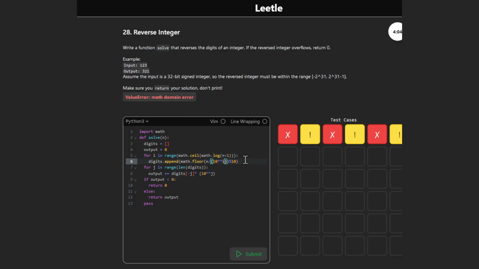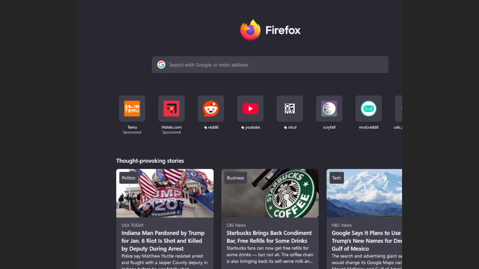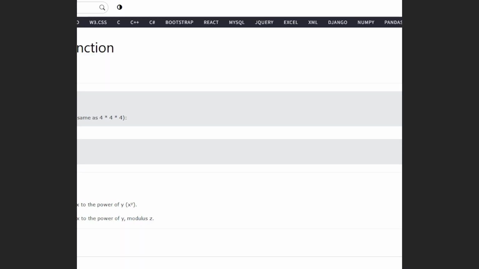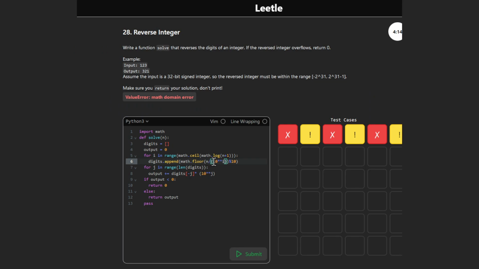Okay. Math.floor of n divided by... Okay, let me just check. Python power. Do I have to do the pow function? Okay, maybe I have to do that. Pow 10, i. Pow 10, j.